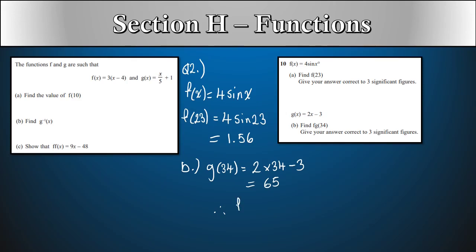So in that case, we need to find f of 65. And f of 65 is 4 sine 65. And again, just like we did with the first part here, plug this into your calculator, and this would just give you, if you do it correctly, 3.63 there. Okay, so 3 significant figures. And there we have it.